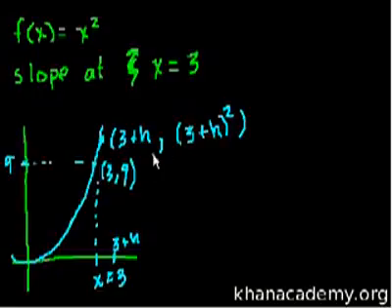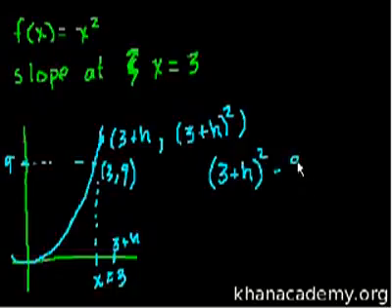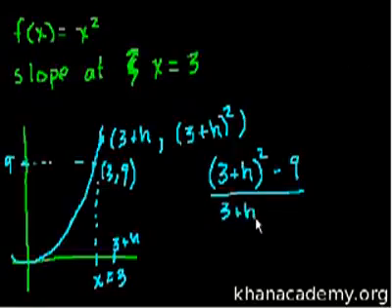But anyway, so we want to find the slope between these 2 points. So what's the slope? It's the change in y. So it's 3 plus h squared minus this y, minus 9, over the change in x. Well, that's 3 plus h minus 3. So if we multiply out the top part, what's 3 plus h squared?